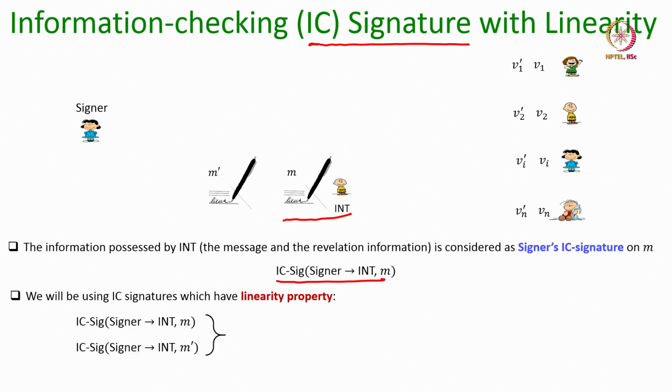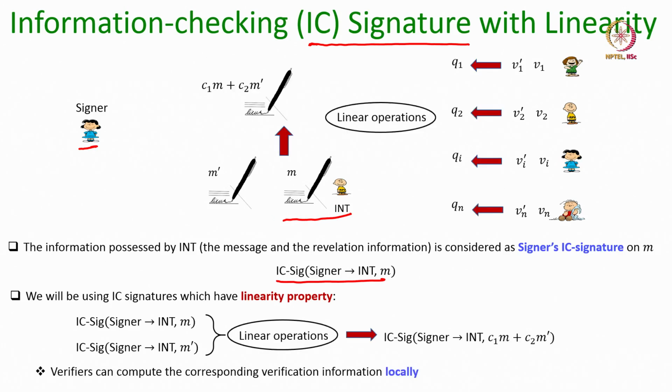Now, the linearity property means here that if a signer has given two signed messages to the intermediary through two different instances of the ICP protocol, then later if int wants to get the signer's signature on a linear combination of messages, it should be possible for int to do that just by performing local operations. And in the same way, if individual verifiers would like to get their verification information corresponding to this linear combination of messages, they should be able to do that locally.